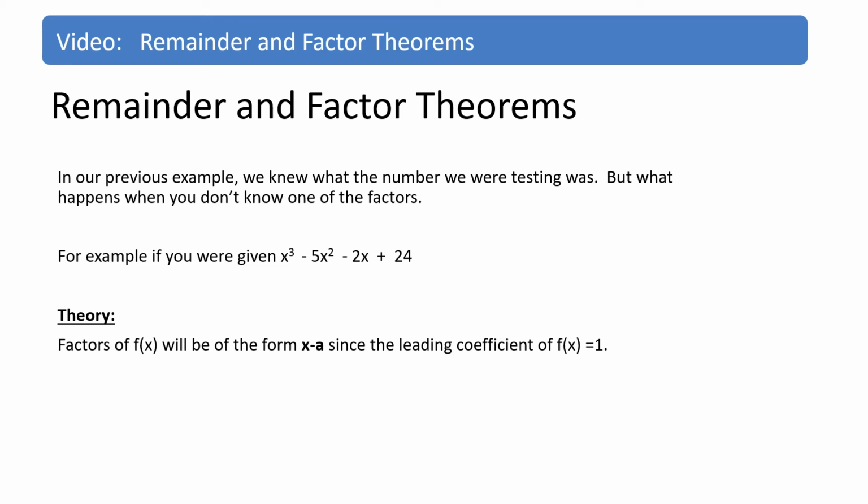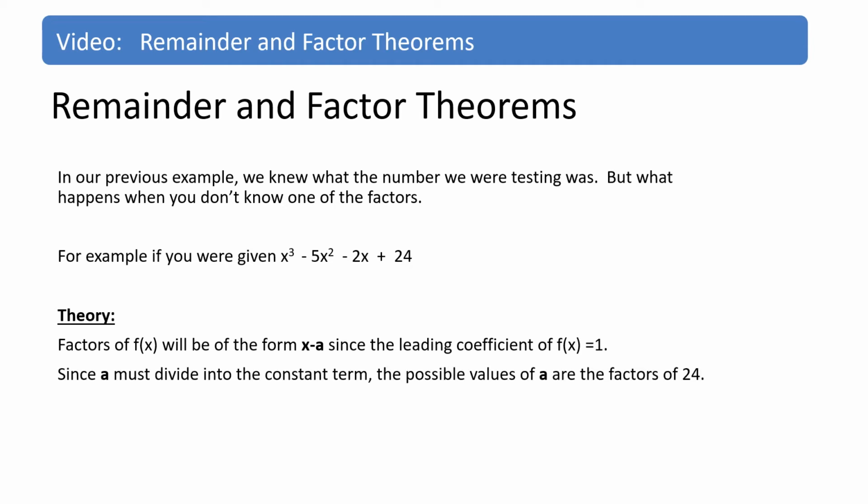Now here is a review of the theory. Factors of f of x will be of the form x minus a, since the leading coefficient of f of x is equal to 1. Since a must divide into the constant term, the possible values of a are therefore the factors of the given number 24.